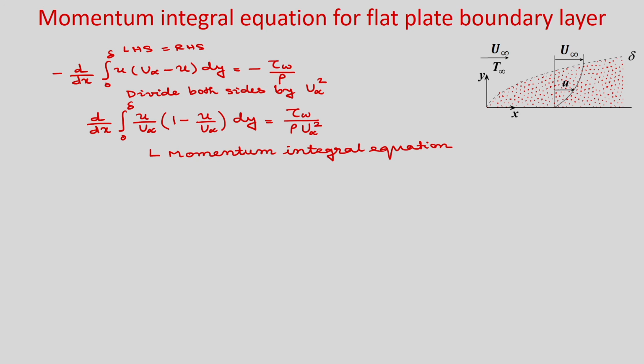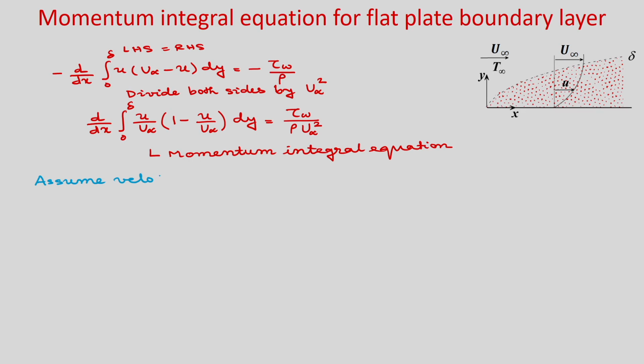Okay. So, we started with the momentum equation, we integrated between 0 and delta, and finally, we have arrived at this expression. So, you can see this is known as momentum integral equation, and this is your ordinary derivative d of dx. Now, we need to assume the velocity profile. Now, we need to go to the second step. So, we need to approximate the velocity profile. Now, let us assume the velocity profile.